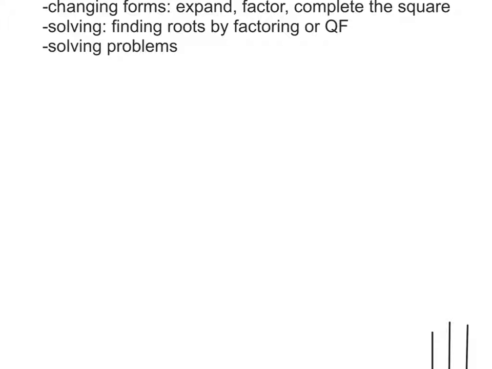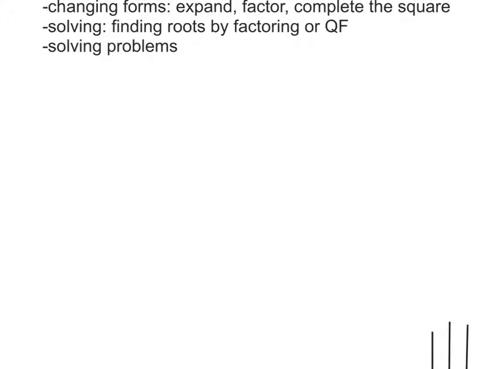Chapter 4 talks about how to recognize a function through the equation, the table of values, or the graph. It talks about the three forms of quadratic equations, how to graph from each form, and determining the equation algebraically. Then in chapter 5, we looked at changing forms. So we expanded and we factored to go back and forth from standard and factored forms.